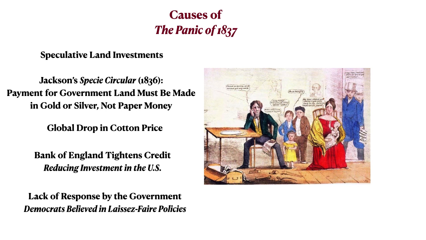There were also global issues. There was a drop in cotton price at this time that affected the United Kingdom, which was the main manufacturer of cotton textiles, and it also affected southern states of the United States. The Bank of England tightens credit. That reduces investments in the United States because the U.S. relied fairly heavily on British investments at the time. And the government didn't do much.